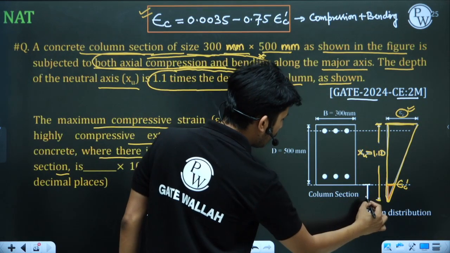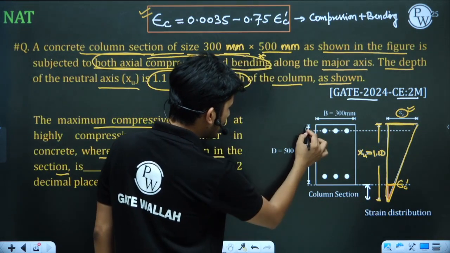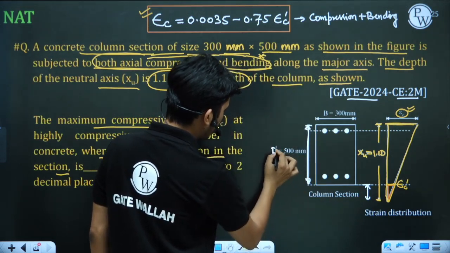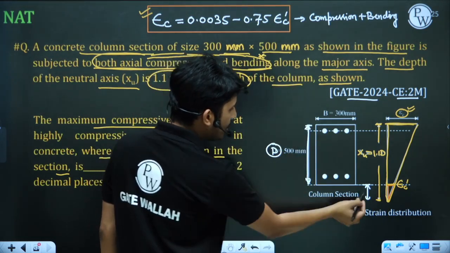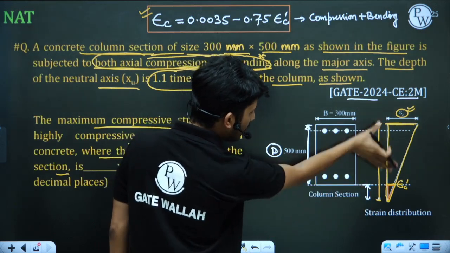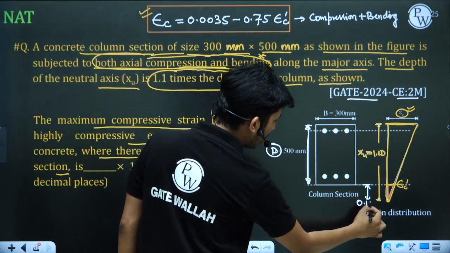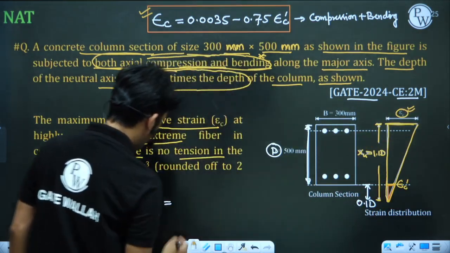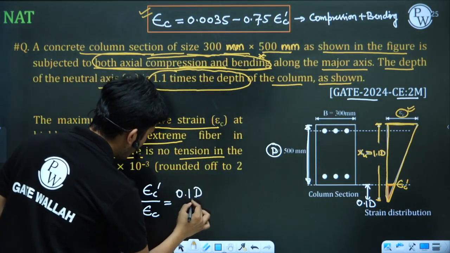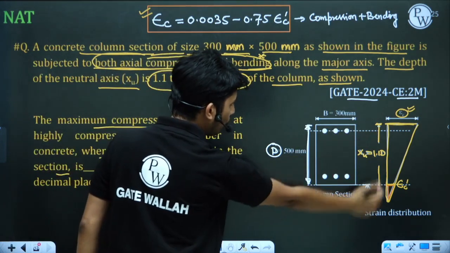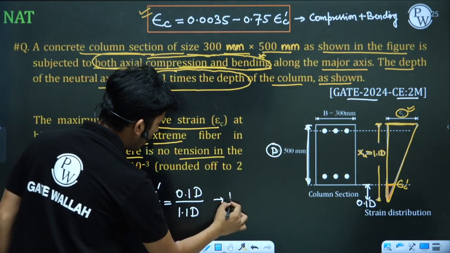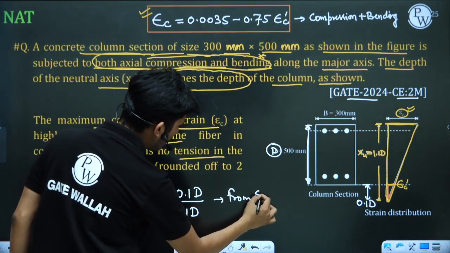What will be this value? You know that this overall value is D, capital D, which is 500 mm. So this remaining, total is 1.1 D, this remaining will be 0.1 D. So epsilon C dash upon epsilon C will be 0.1 D upon overall depth XU. Overall depth XU is 1.1 D. This is from similar triangles.